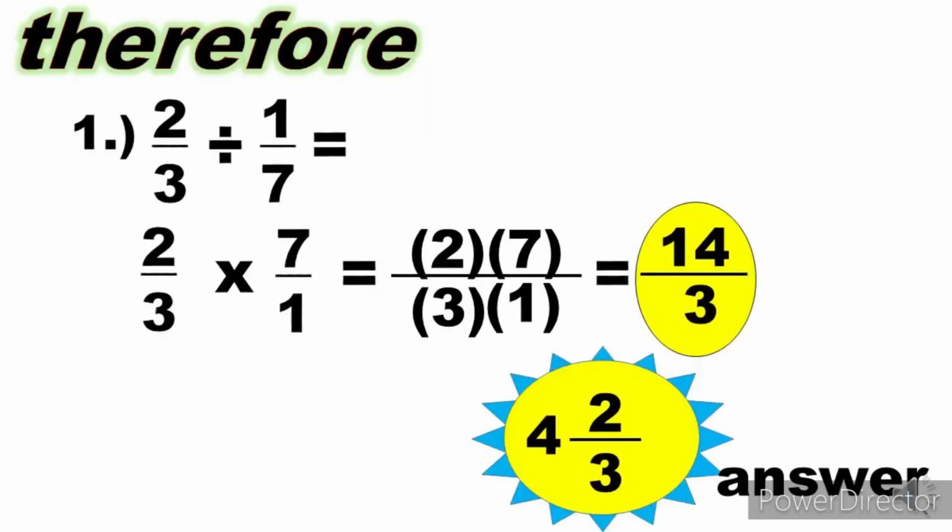Okay, again, recall lang natin yung solution natin. 2/3 divided by 1/7. Ang gagawin natin, kokopyahin lang natin yung dividend, which is 2/3, then yung divide papalitan ng times, and then yung reciprocal ng divisor is 7/1. And then, i-multiply lang natin yung dalawang fractions, numerator sa numerator, denominator sa denominator. So, 2 times 7 is 14, 3 times 1 is 3, and then 14/3, gagawin natin mixed number, so it becomes 4 and 2/3.